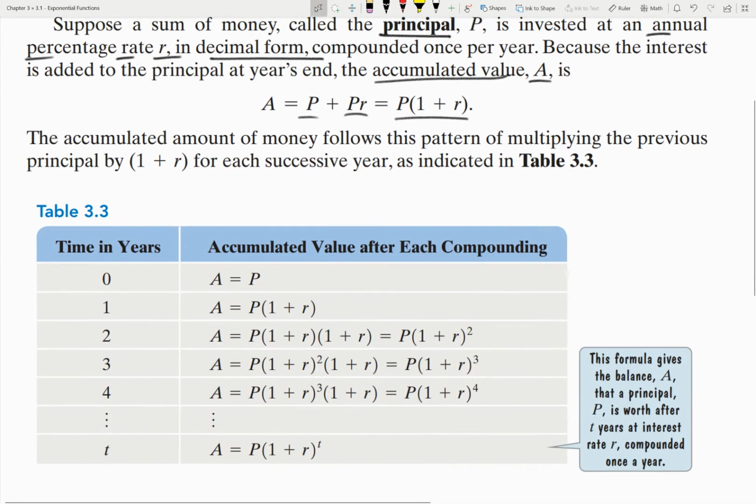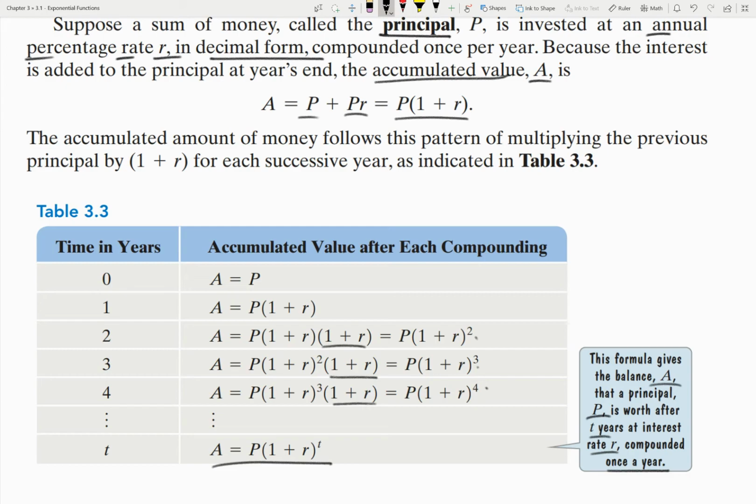And then if I keep doing this every year, I get another 1 plus R. Well, now I have 2 of them. I get another 1 plus R. Now I have 3 of them. Now I have 4 of them. So you get this equation that gives you the balance of a principal, T years at an interest rate compounded once per year. Okay, well, there's a problem with that formula.